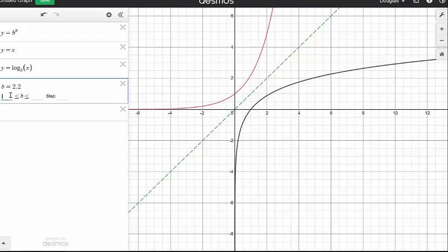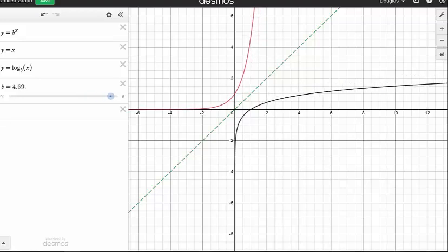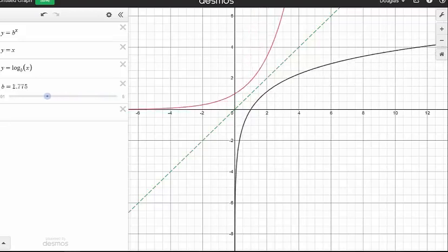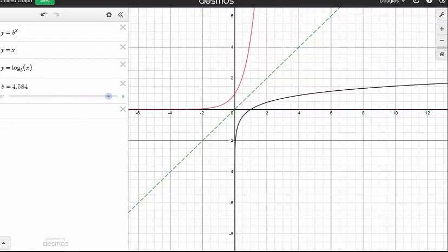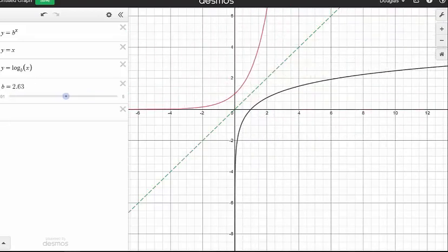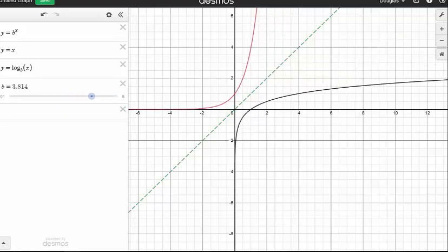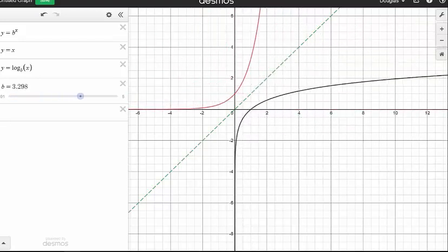And so let's go ahead and turn this into a slider. So you can see that no matter what base we pick, so long as we're positive, we're not allowed to use a negative base, or base 0, which is why I've selected the range of the bases that I have. But you can see that for the given range, no matter what b we pick, these functions are always inverse functions of each other.